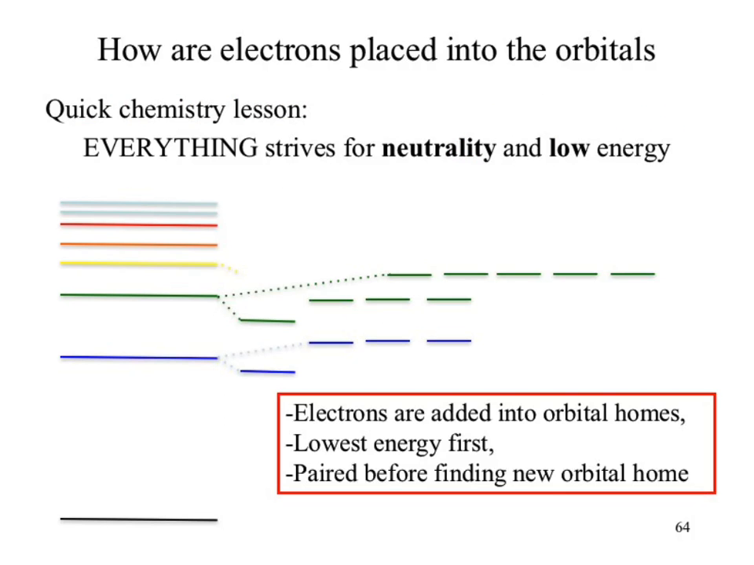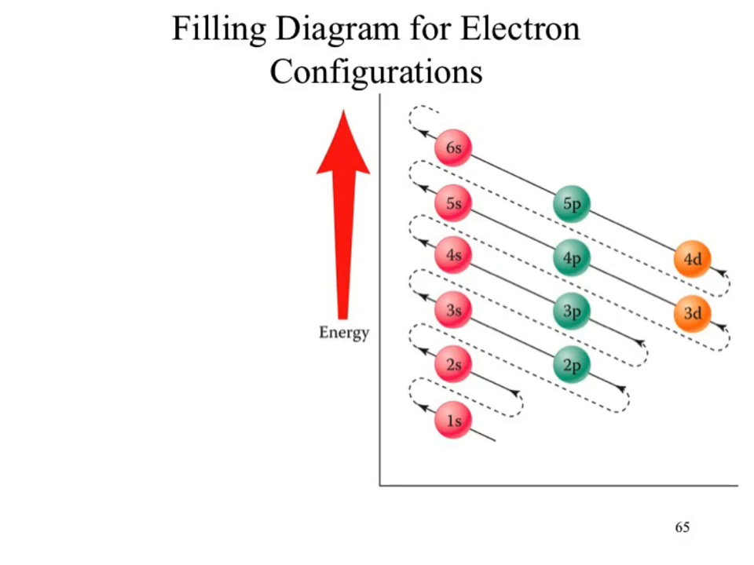Okay. This picture kind of shows everything filled out. We already looked at the electron configuration, so I'm not going to go through that again. Our electrons will always add to our orbital homes. Lowest energy first, and we will pair before moving up to a new home. Okay? This is our filling diagram.